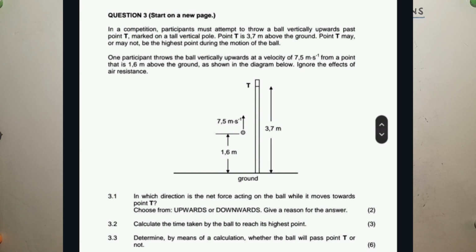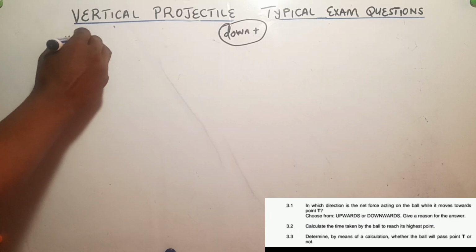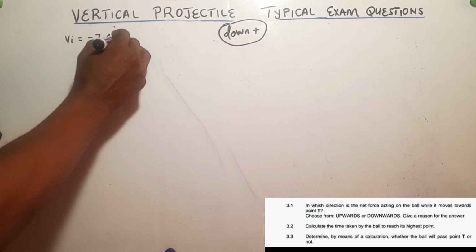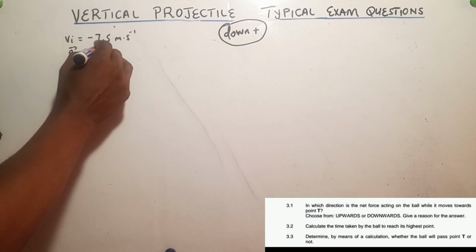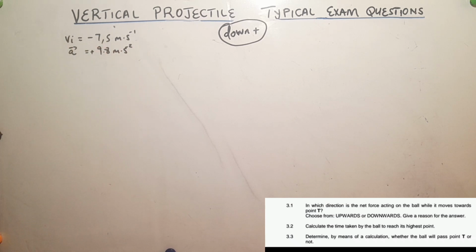So one participant throws a ball vertically upwards at a velocity of 7.5 meters per second from a point that is 1.6 above the ground, as shown in the diagram below. Ignore all the effects of air resistance. So again, we can write all that we know about this, right? The initial velocity of this ball is 7.5, but since it is going up, it will be negative 7.5 meters per second, and acceleration, we know that it is always 9.8 meters per square second, which is positive, right?